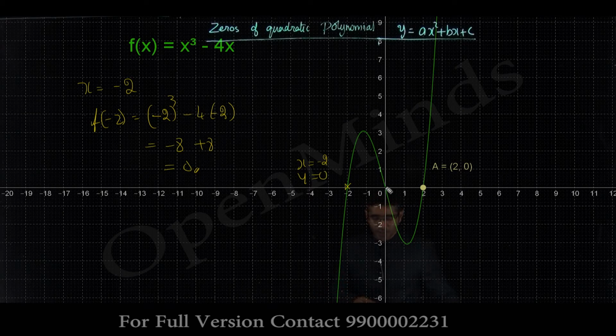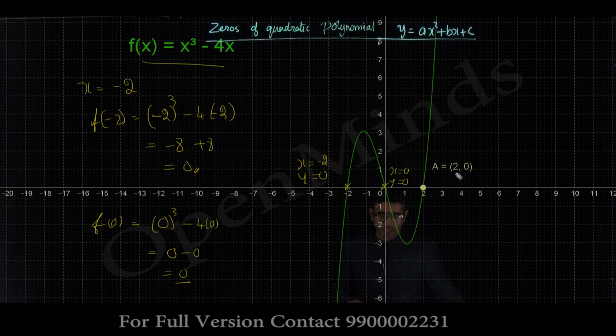Now what about this guy? When x is 0, what happens to y? Let's check it out. Here again I can write f of 0 in this case, and that is 0 cube minus 4 times 0, and I can see very easily that 0 minus 0 is 0 itself. So that is my second point where I'm getting the value of the function, or the value of the whole polynomial, 0. When x is 0, y is also 0. Beautiful.